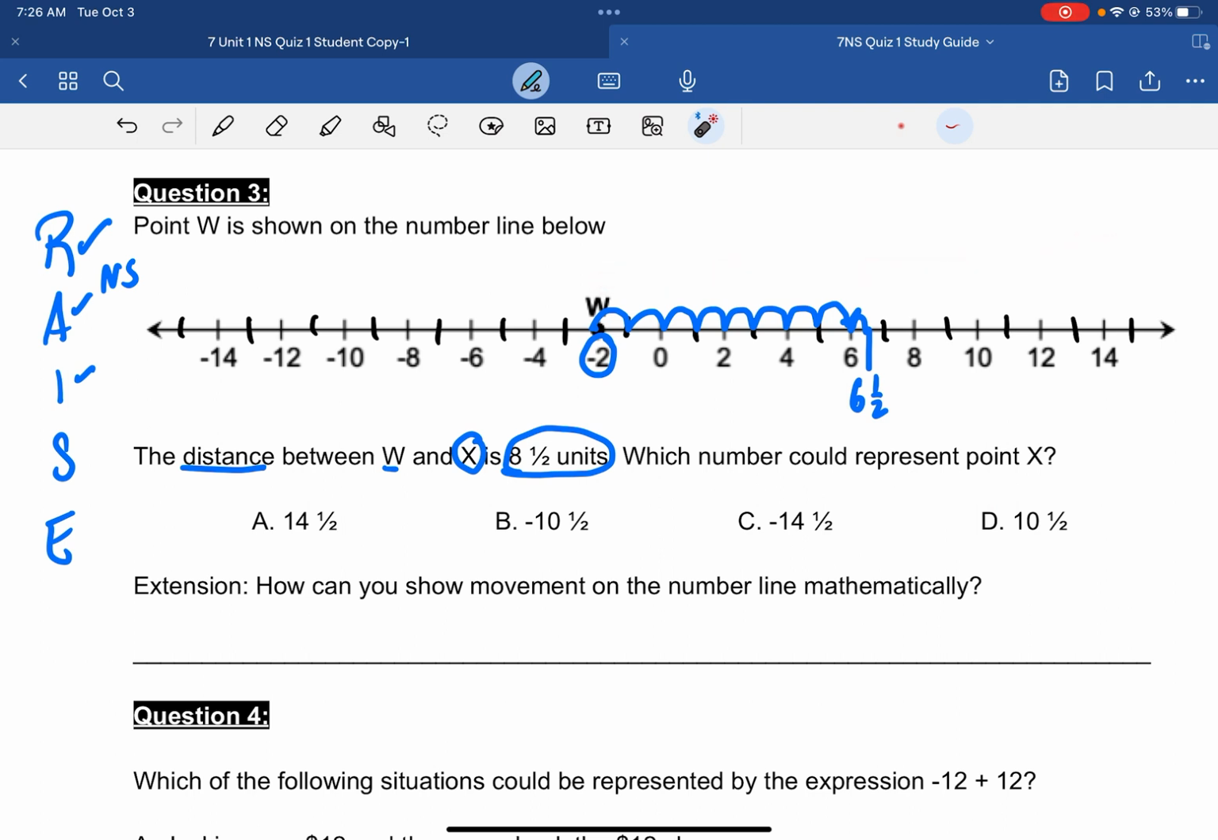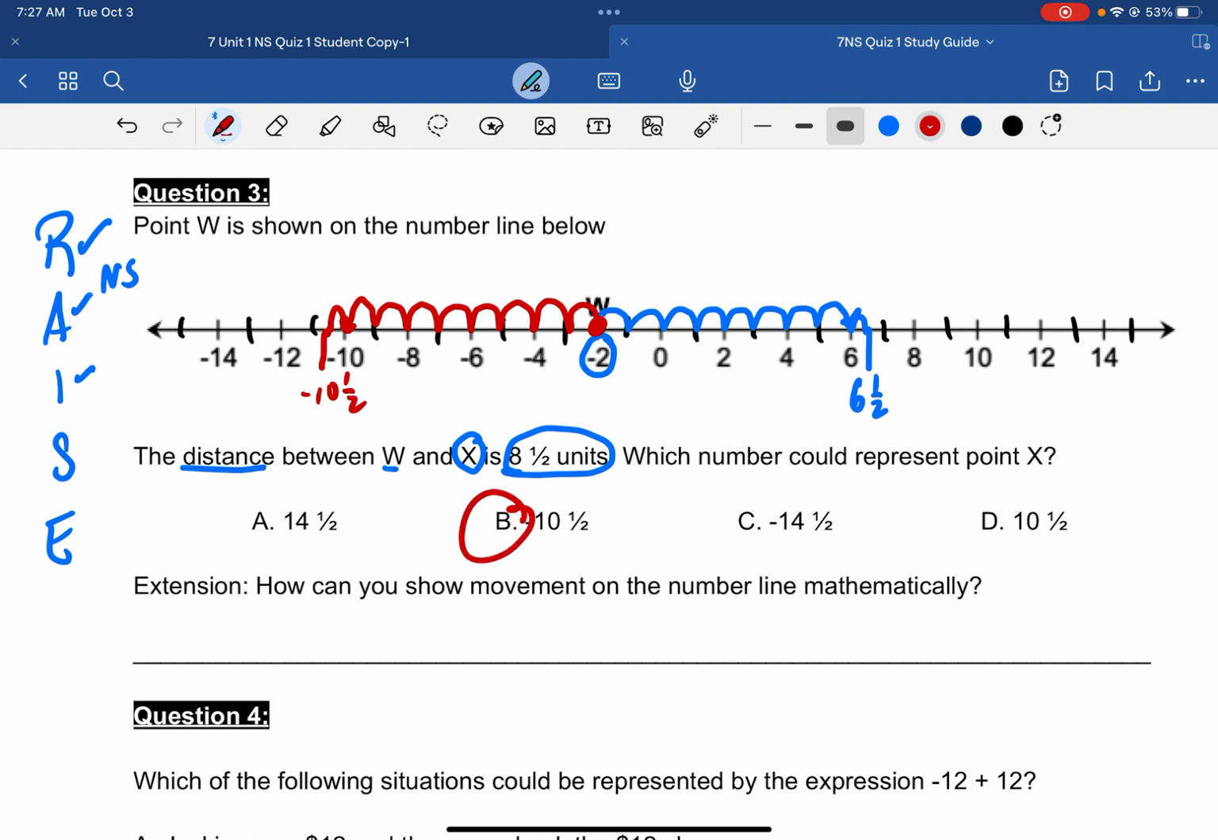So therefore, it's not likely that we're going to the right on the number line. So let's see what happens when we go 8.5 units to the left. When we do that, we go from -2. Let's pick a different color. 1, 2, 3, 4, 5, 6, 7, 8, and a half, a tiny little jump here. That makes it -10 1/2, which is one of our choices, choice B.